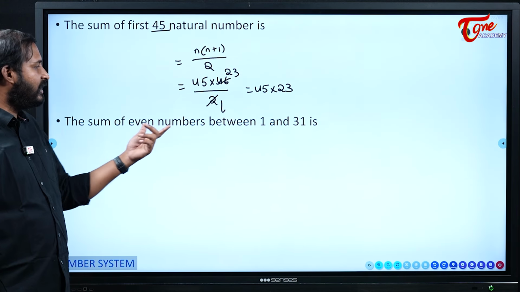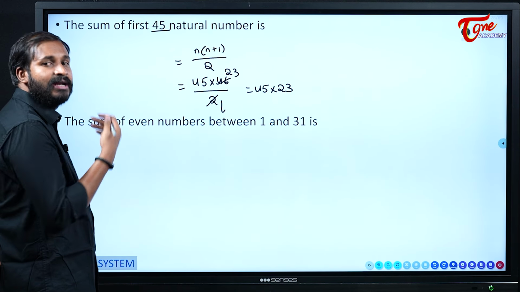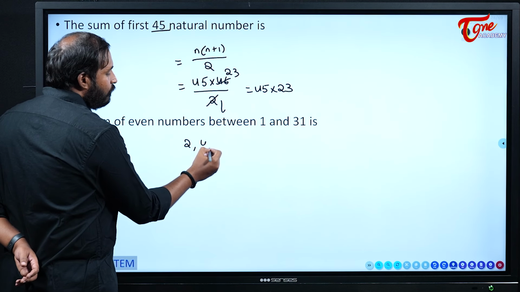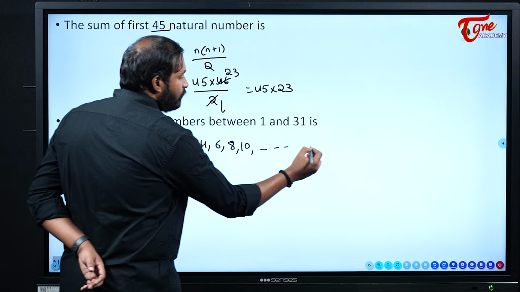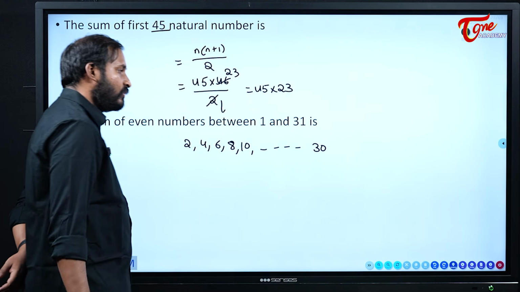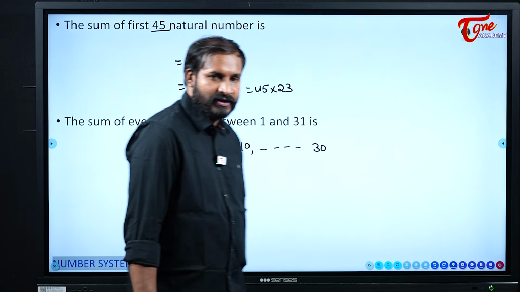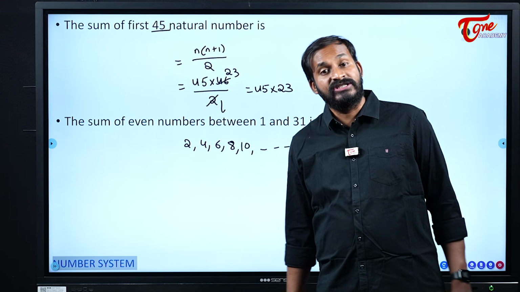Next one, the sum of even numbers between 1 and 31 is. Now see here, what are the even numbers we have between 1 and 31? 2, 4, 6, 8, 10 and so on up to 30. So total how many even numbers do we have? 15 even numbers. But we have only the formula for first n natural numbers.